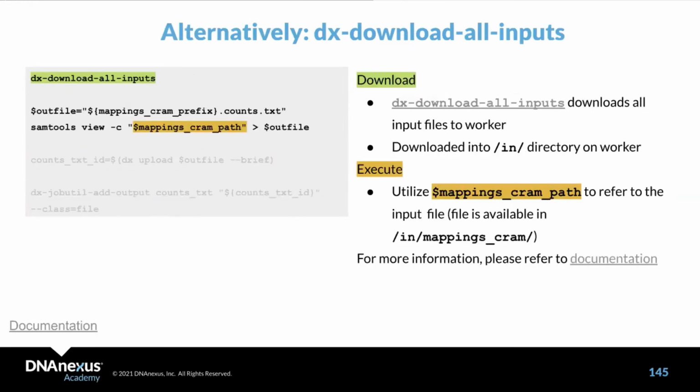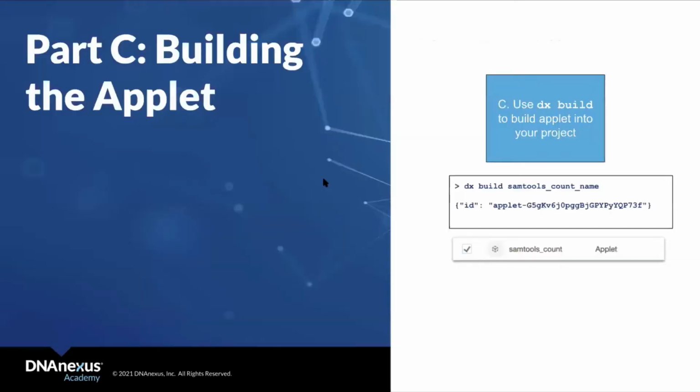What you can also do a bit differently, in case you have a lot of inputs, is use dx download all inputs, and you can look into the documentation here. Then all of the inputs would be in a directory, and you need to specify it using the path helper variable. So we were talking about how you can create your applet, but now Ted will talk about how you can actually build your applet.